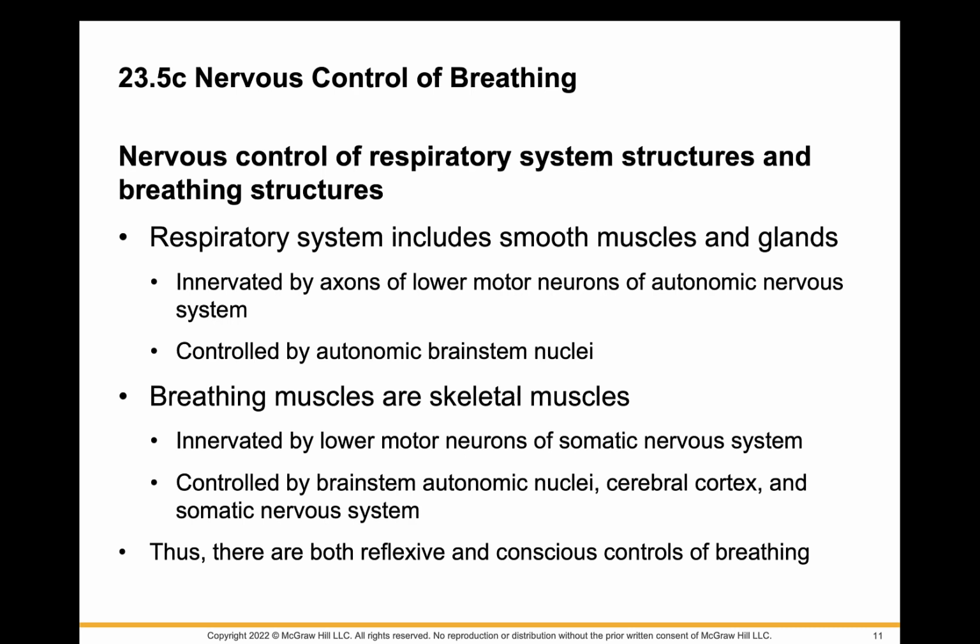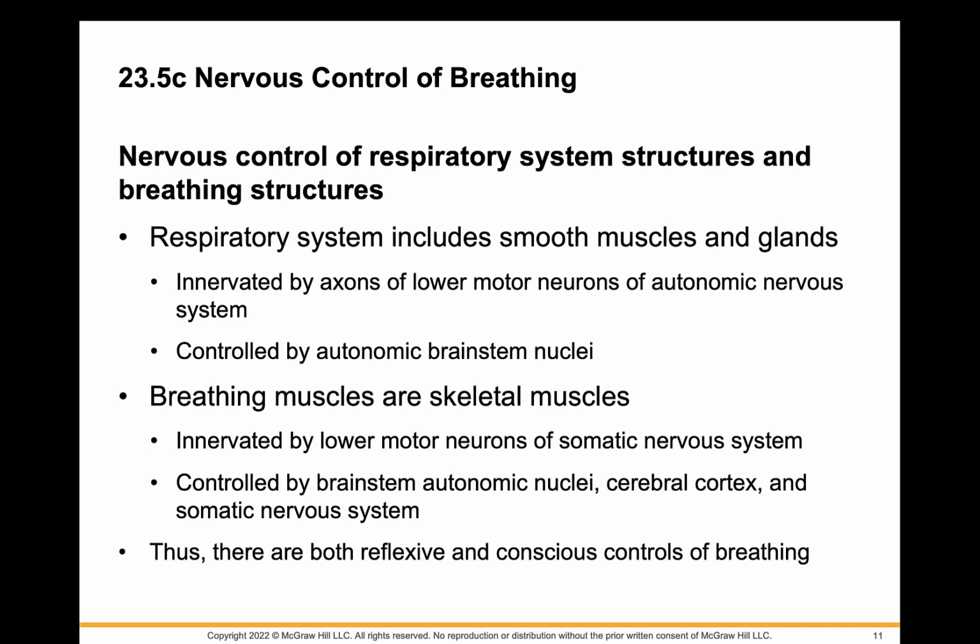Now, if we look at another component that I think is important, we have put an emphasis on the somatic nervous system. We really do not address the autonomic nervous system to a great degree when we're talking about the respiratory system. What will be impacted by the autonomic nervous system will be the smooth muscle that we find within the bronchioles and glands. So these will be innervated by axons of lower motor neurons of the autonomic nervous system and ultimately controlled by the autonomic brainstem nuclei.